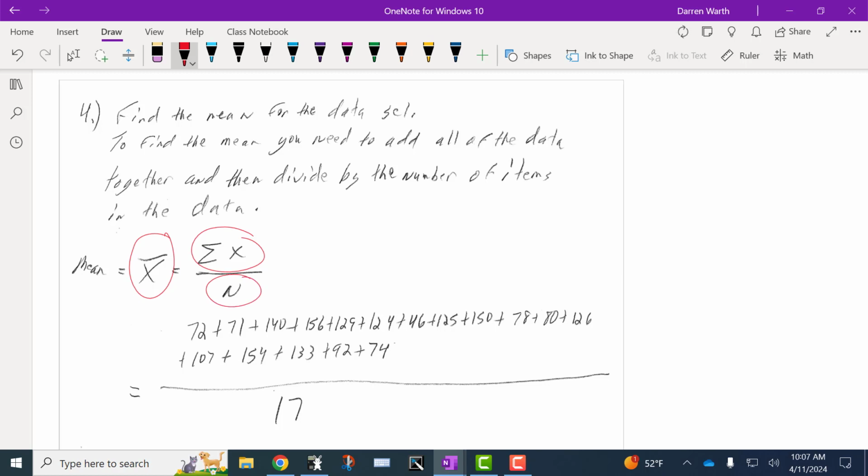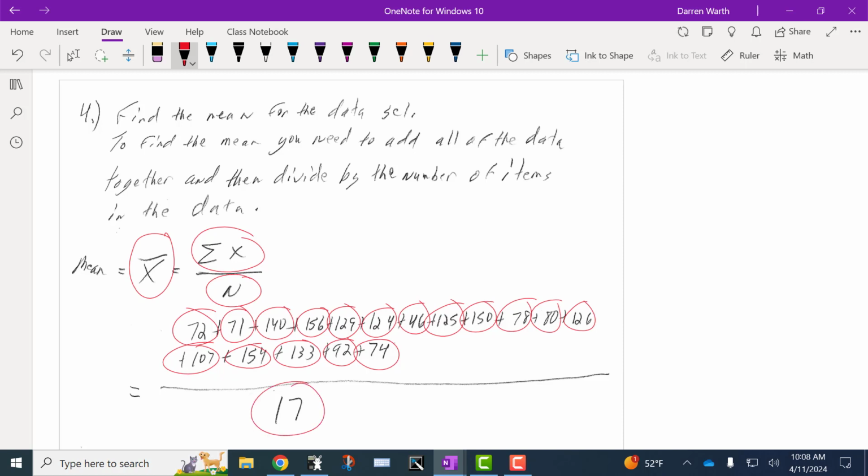So as you look at your data, you're going to notice that I wrote it all down. I wrote down 72 plus 71 plus 140 plus 156 plus 129 plus 124 plus 46 plus 125 plus 150 plus 78 plus 80 plus 126 plus 107 plus 154 plus 133 plus 92 plus 74. So I'm going to add all those together. And then when I count it up, I've got 1, 2, 3, 4, 5, 6, 7, 8, 9, 10, 11, 12, 13, 14, 15, 16, 17 numbers there. I'm going to divide it by 17.